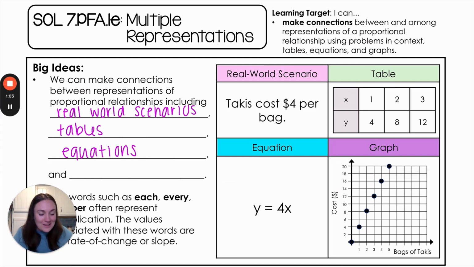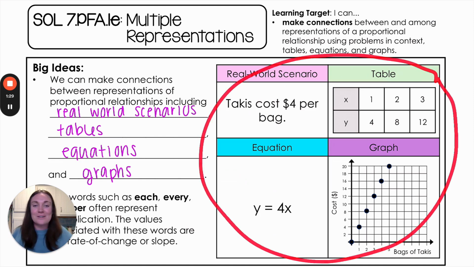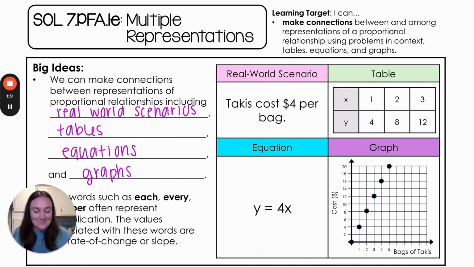And the last way we've been working on a lot together is our graphs. If I take all of those different costs and put them together, I know that if I buy 0 Takis, that's $0. Again, 1 bag is $4, 2 bags is $8, 3 bags is $12. I can turn that into a graph, and you can see how that would make a perfect line. So these are the 4 different ways to represent that same situation of Takis cost $4 per bag. There are 4 different ways to represent that function.